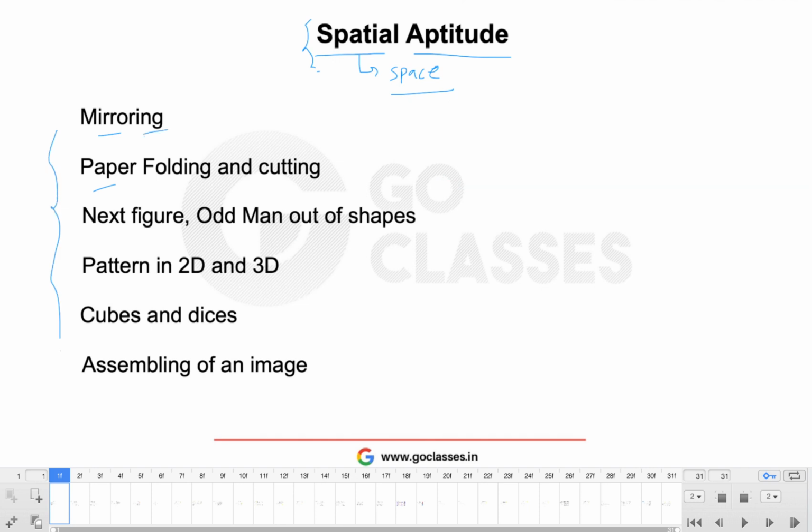Mirroring means mirror image. Now the mirror can be positioned vertically like this or horizontally like this. If something is given on this side, like any figure or any number, or this side, we have to figure out what will be the mirror image of this figure or the number here also, right?